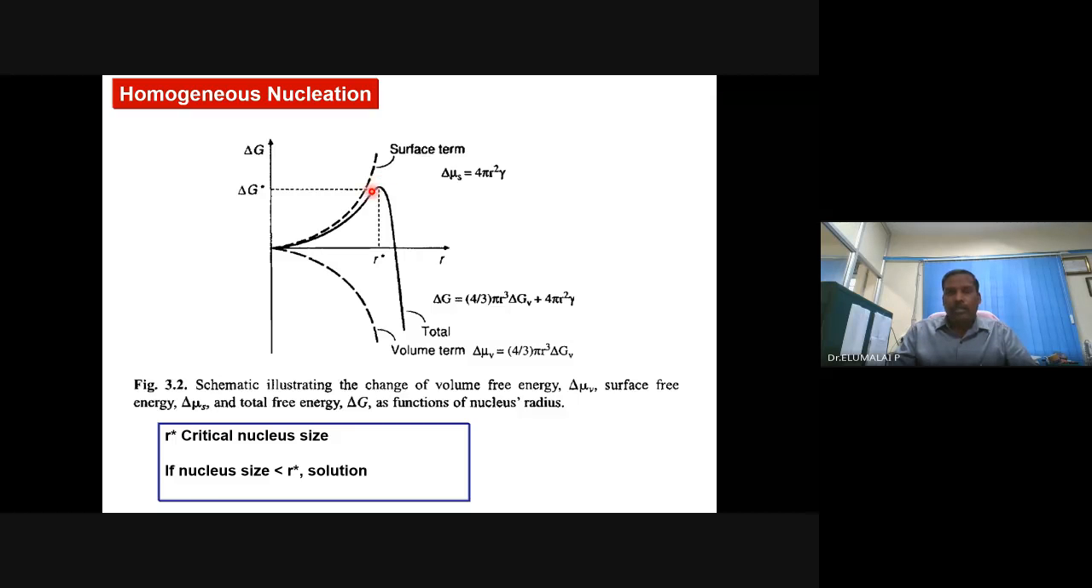The free energy change at which the solid nuclei formed is the minimum required free energy change, delta G star or delta G naught, delta G star usually. And the size associated with this nuclei is known as critical nuclei size, R star. Unless the nuclei size reaches R star, there won't be any precipitate. Unless the free energy change reaches delta G star, R star will not be formed.